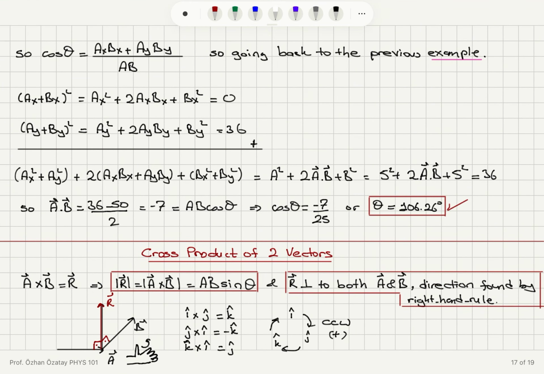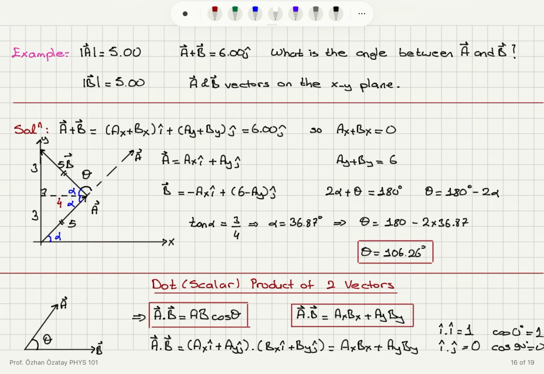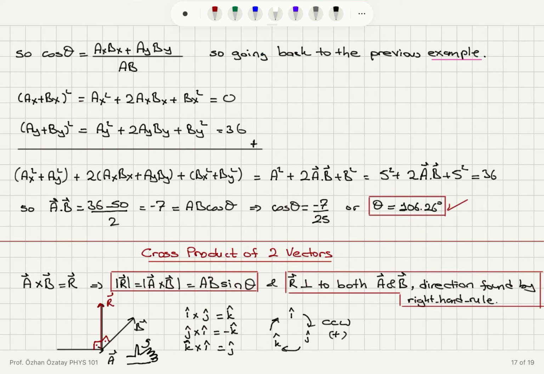Now, the second possibility is the cross product of two vectors. So this product gives us not a scalar quantity but a vector quantity. So a cross b is a resultant vector r, whose magnitude is given by the magnitude of a multiplied by magnitude of b multiplied by sine of the angle between them instead of cosine. So instead of cosine, we have the sine of the angle. And this vector r is perpendicular to both a and b, and its direction is found by the right-hand rule.